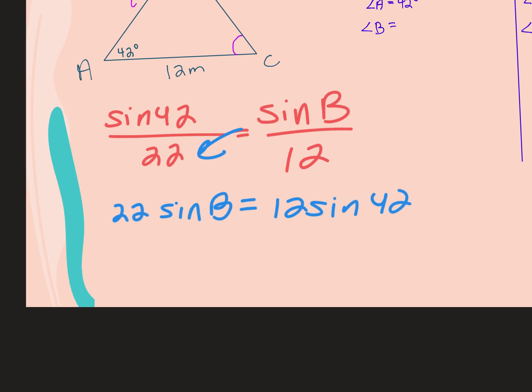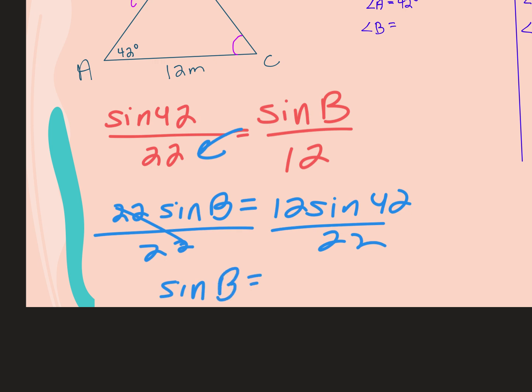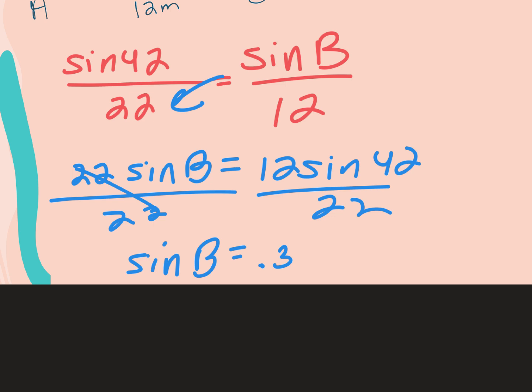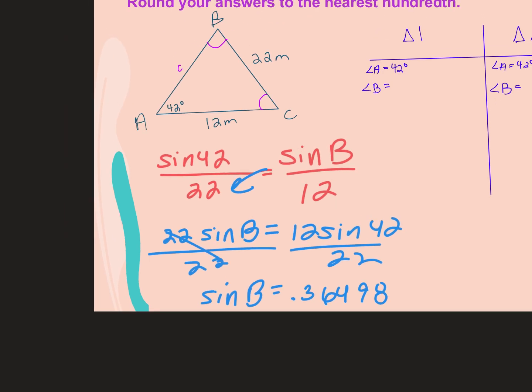And then how am I going to get the sine of B all by itself? I'm going to divide. So I get the sine of B, and in your calculators, guys, go ahead and do it. 12 times the sine of 42 divided by 22. What do you guys get? 0.364998. That should be an indication to you that it's probably not the angle measure. If one of the angles is 42 degrees, the other one is not 0.364. That should be an indication.